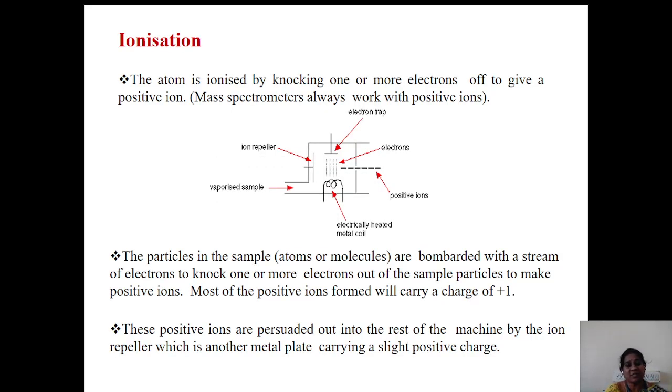The vaporized sample is fed inside the ionization chamber, where an electrically heated coil ionizes the atoms, thereby kicking off one or more electrons out of the sample, so positive ions are formed. These positive ions are persuaded out of the rest of the machine by an ion repeller, which is another plate carrying a slight positive charge.